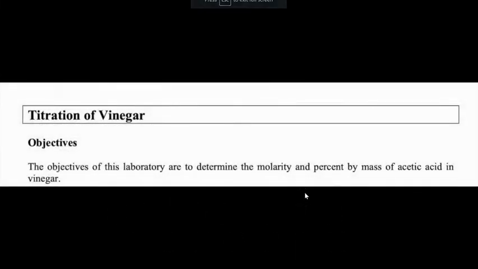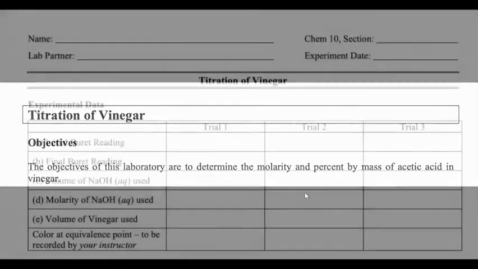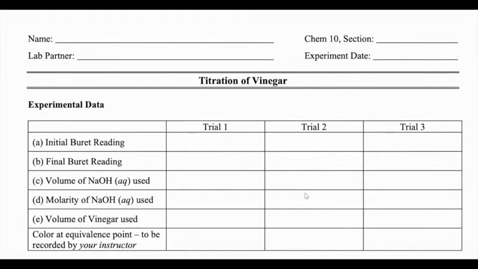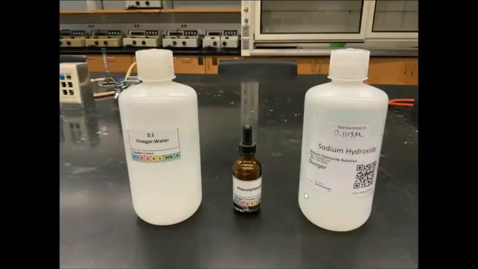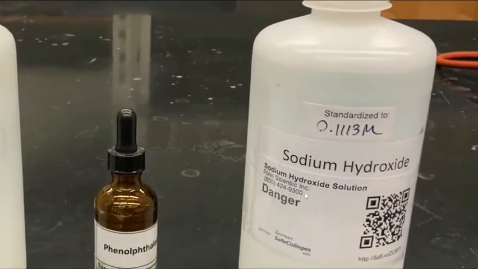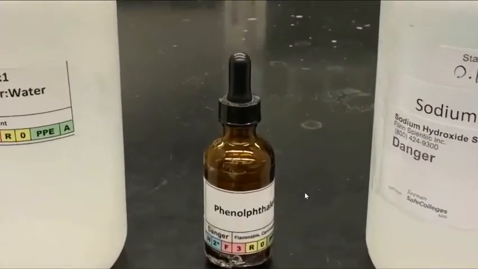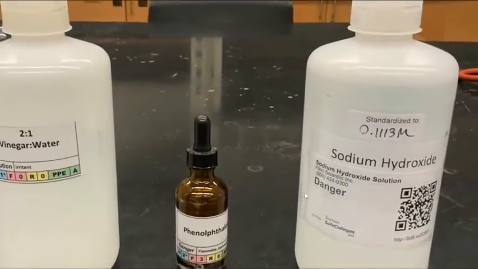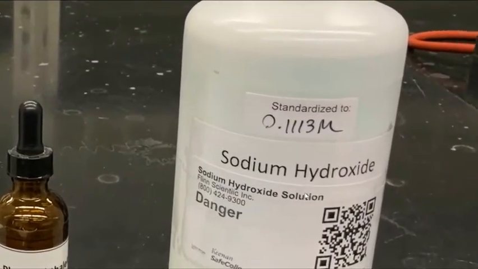Hi everyone, this video will walk you through the titration of vinegar experiment for Chemistry 10 at Santa Monica College. The video will only show you the experiment. The background and data analysis will be explained by your professor. You will need to record various data points in your lab report as the video goes through the experiment. We start by getting all the necessary chemical reagents and equipment for the experiment. The experiment requires a vinegar solution, a standardized sodium hydroxide solution, and a phenolphthalein indicator. Make sure you record the molarity of the sodium hydroxide in your lab report.